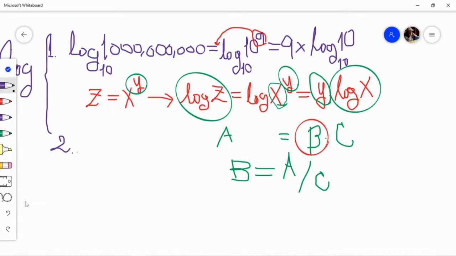Because it's only a matter of just a click away. So this is basically why we have to use log. And then the second question.